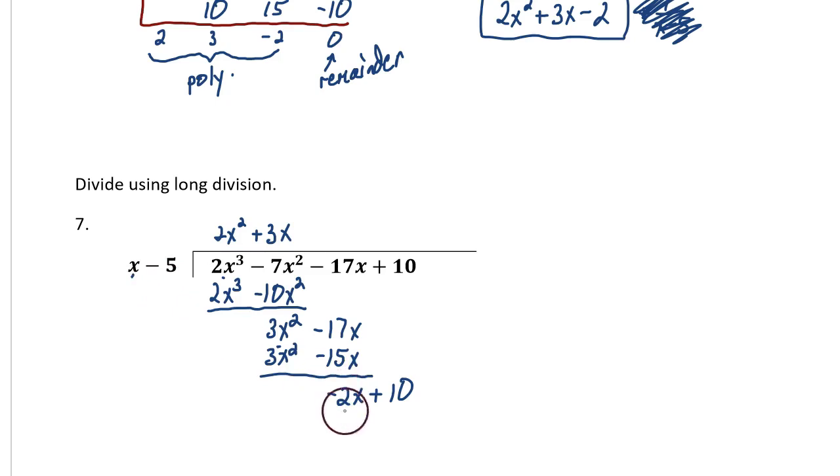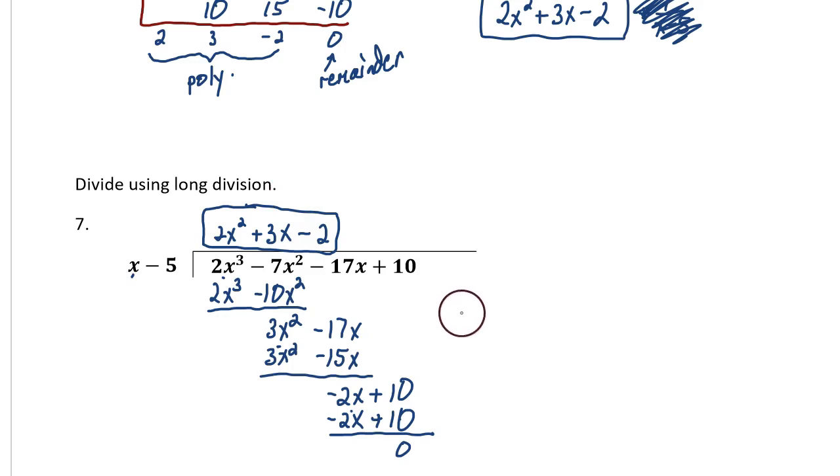X times what is negative 2x? Well, that would be negative 2. Negative 2 times x is negative 2x. And negative 2 times negative 5 is positive 10. Now subtract. 10 take away 10 is a remainder of 0. Right up above here is the answer. Let me repeat what I said in number 6. If you get some number that's not a 0, then to show the remainder, on the end of this answer you would write plus, and you would write down that remainder number on top of the thing you divided by, which is the x minus 5.